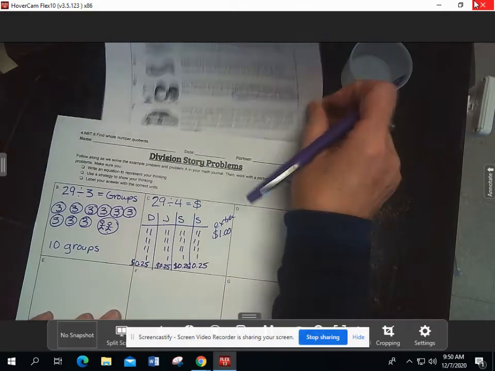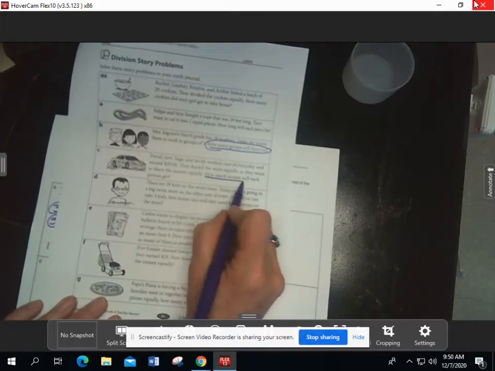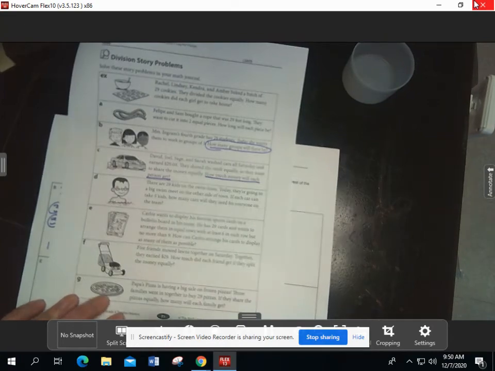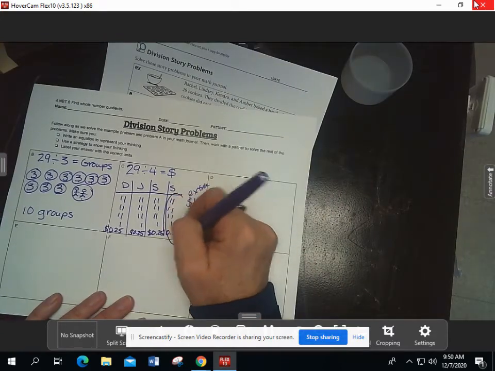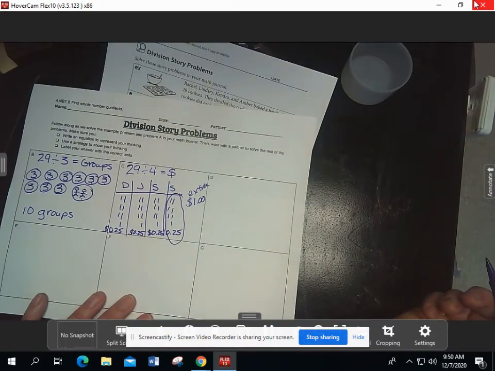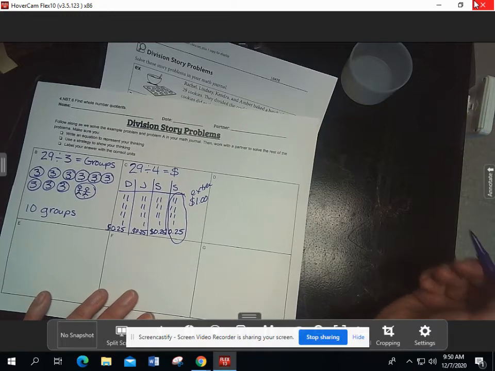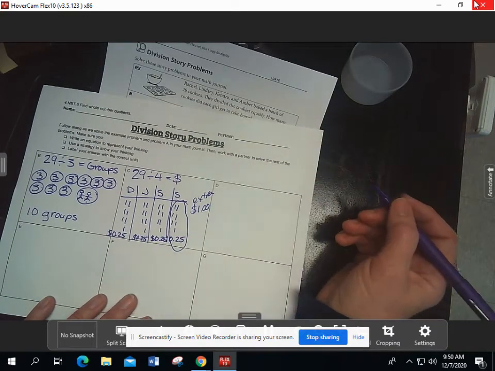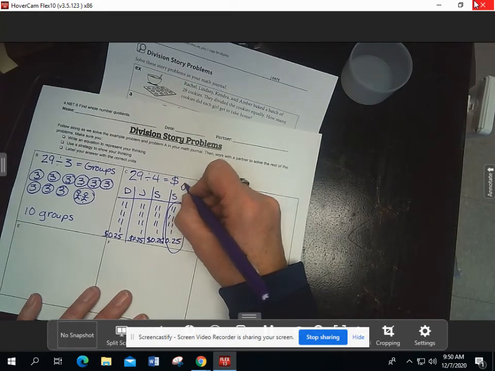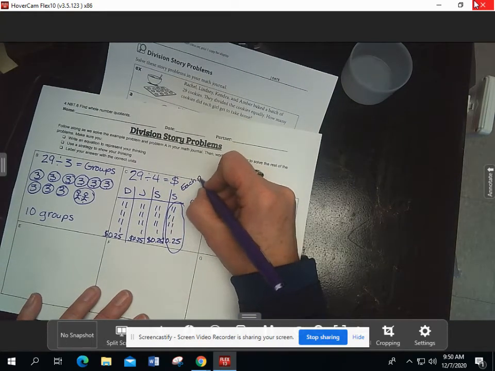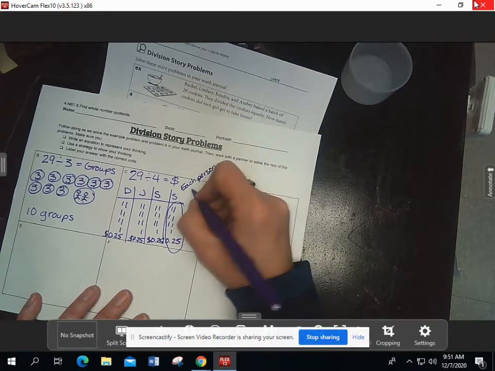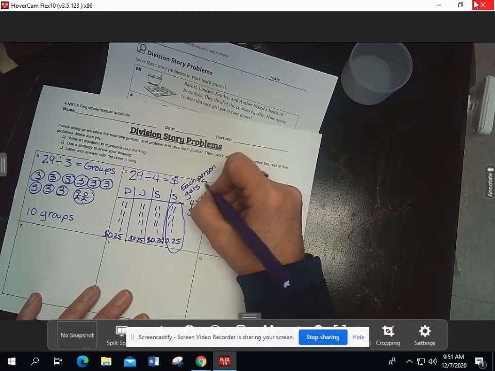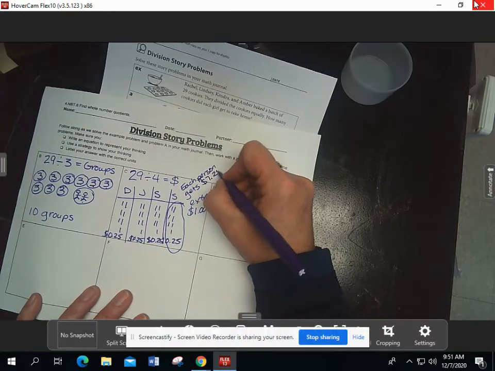Okay, so now David, since you've been telling us how to do letter C, can you read what our question is? Because that's what we're answering. How much money will each person get? We'll add up this column. How much money does each person get? $7.25. Okay, so to answer the question, each person gets $7.25.